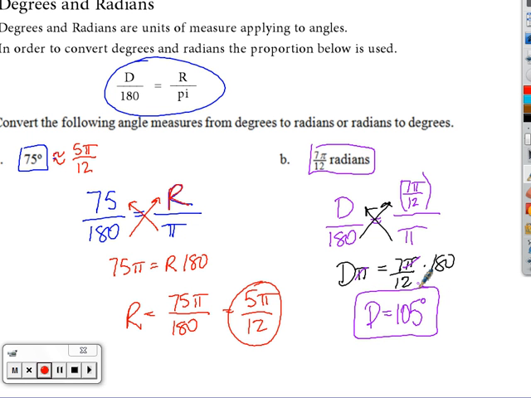So a little word association that I typically use with my students is degrees, decimals are okay. Okay, radians should be reduced fractions. And you can see it either way, but that's what we'll try to follow in this class.